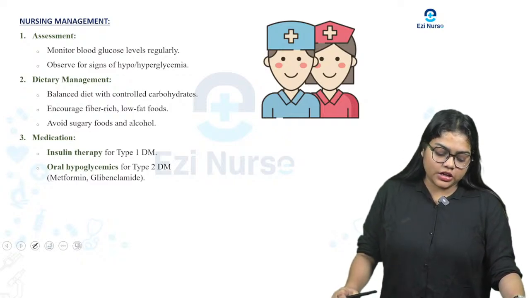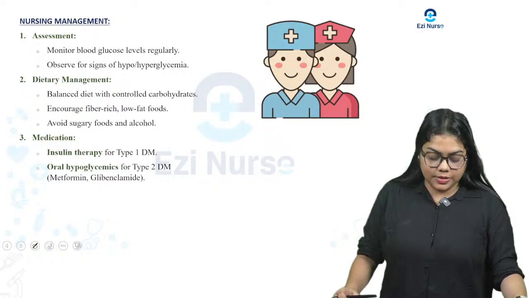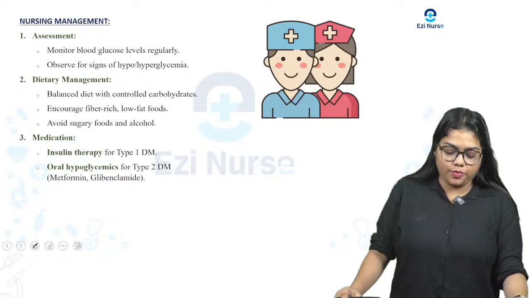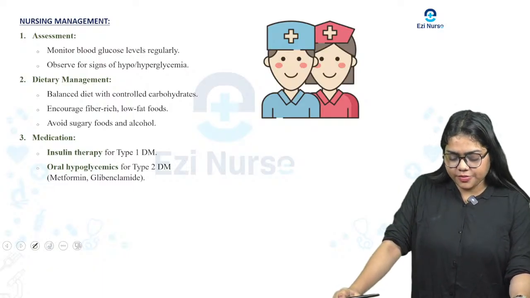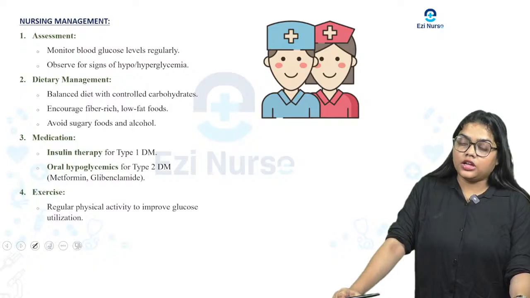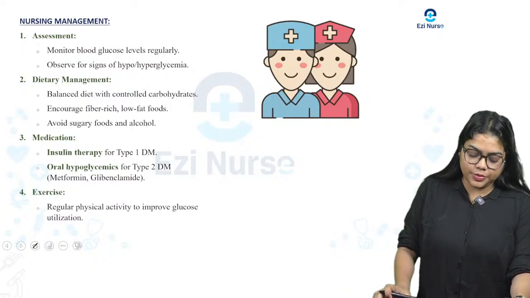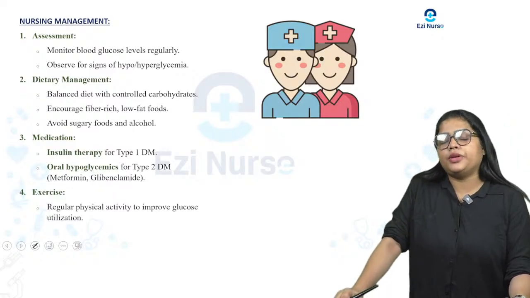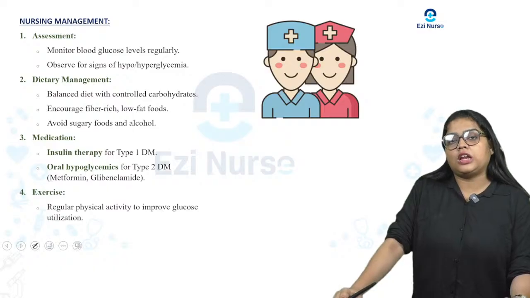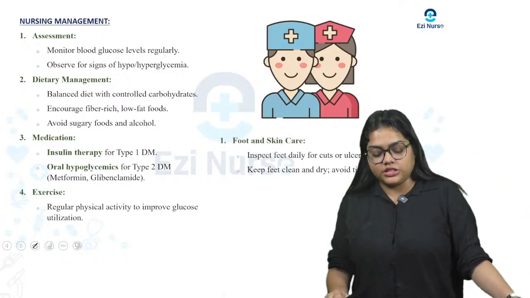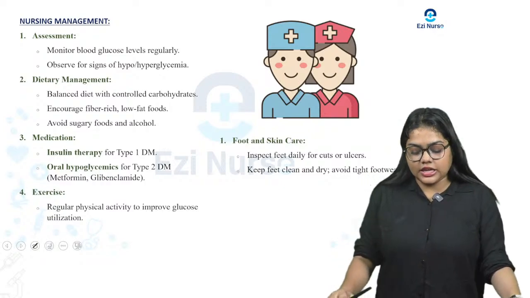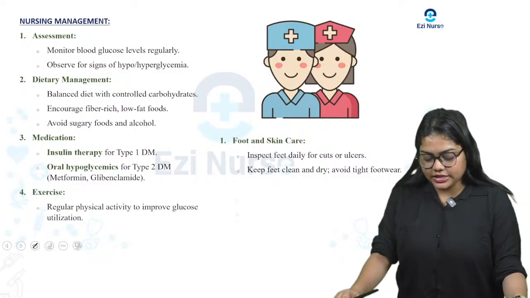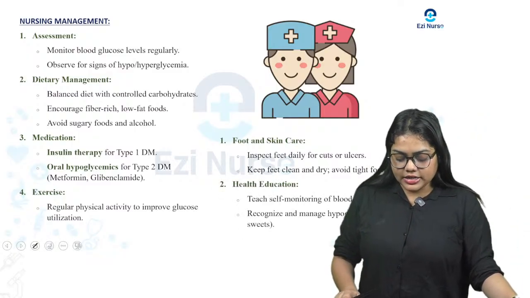Then for the medication, we can go for insulin therapy for type 1 diabetes mellitus and oral hypoglycemics for type 2 diabetes mellitus, which is metformin and glibenclamide. Okay, next is for exercise, we can suggest the patient regular physical activity to improve glucose utilization, because of the glycolysis, it can provide the ATP and energy for the body. Next is foot and skin care, where we inspect the feet daily for cuts or ulcers and keep the feet clean and dry, and avoid tight footwear.